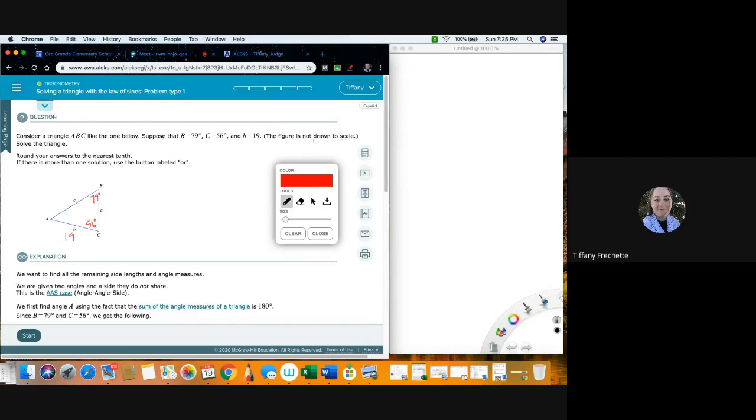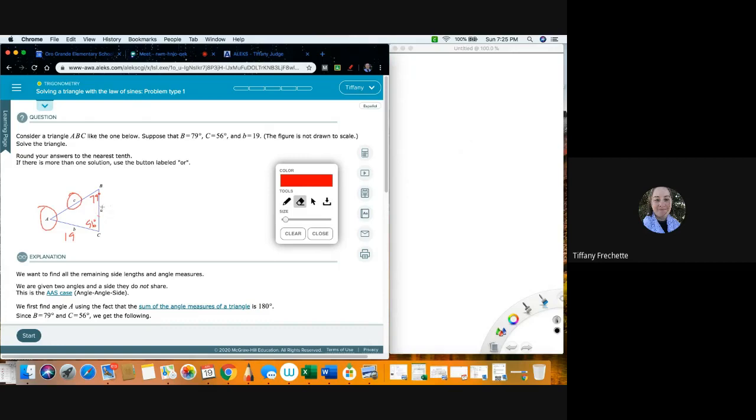And the figure is not drawn to scale, so it doesn't want you to take any measurements or anything like that. It actually wants to calculate it out. And it wants us to solve the triangle. Whenever it says solve the triangle, it means find all the missing pieces. So we don't have angle A, we don't have side C or side A. So what we need to do is go through and solve these.